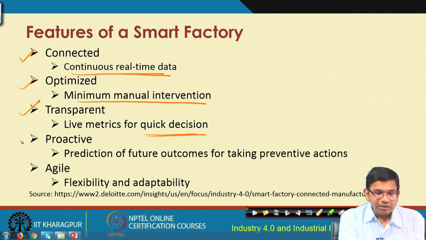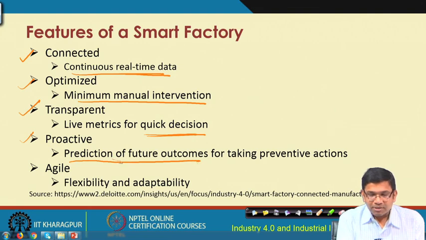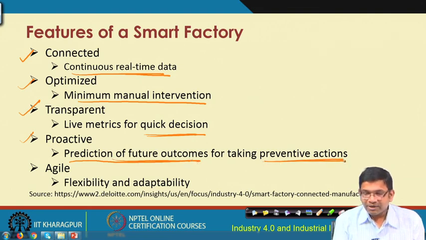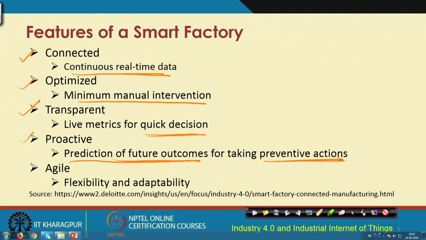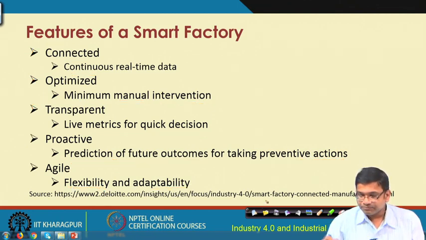The proactive feature means that we can proactively predict future outcomes and take preventive actions depending on the situation and what is going on or what is going to happen in the future. And finally, agility. Agility means flexibility to change, adaptation, adoption of newer systems and components, and changes in terms of versions, etcetera. So, all of these things are possible in a smart factory.